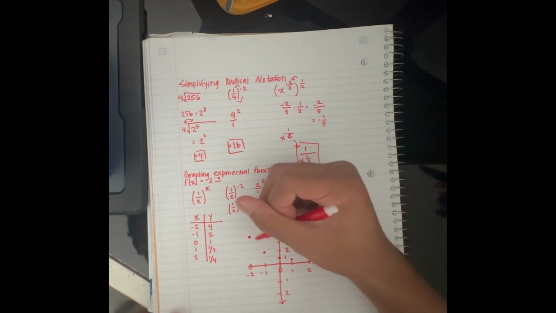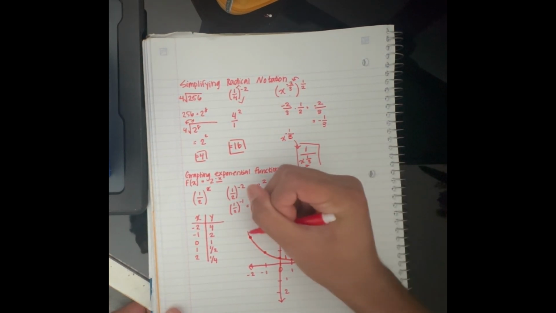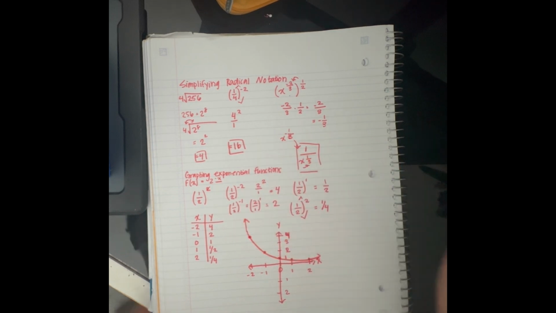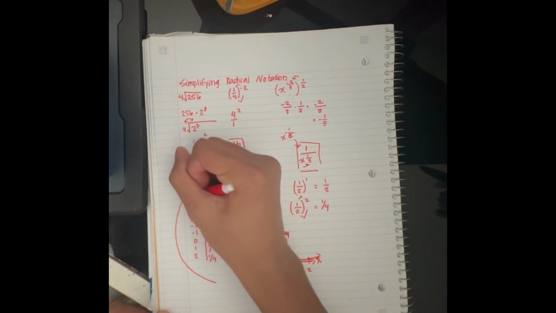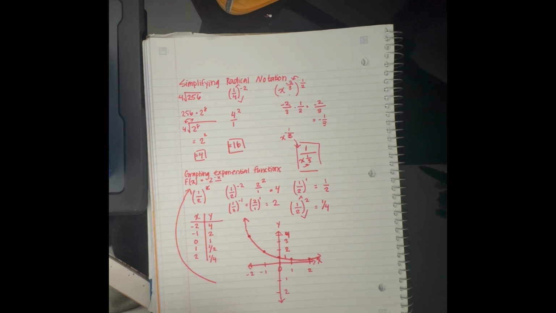And then we just draw a line. Okay, and that is our graph showing this. Okay, I hope that was clear and helpful.